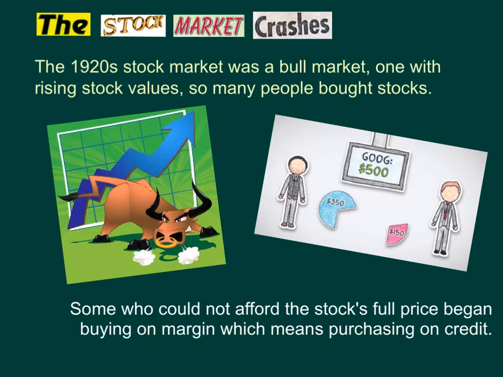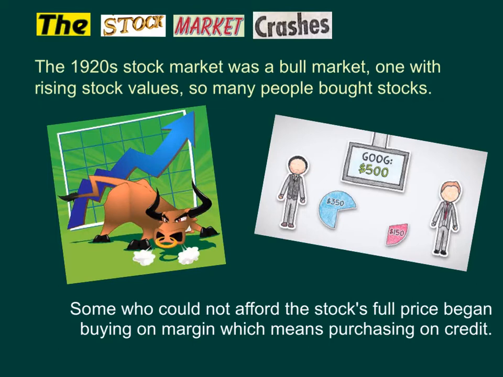In the 1920s, the stock market was a bull market. That's what we call a stock market that has rising stock values. So lots of people were rushing out to buy stocks. Some could not afford to buy stocks at full price, so they started buying on margin, which means purchasing on credit.